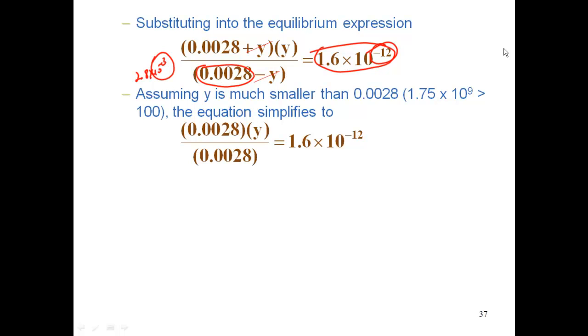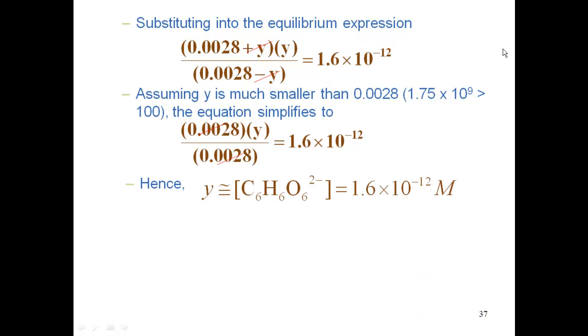Well, mathematically, what do you think is going to happen to the 0.0028? They cancel. Which leaves me Y is equal to 1.6 times 10 to the negative 12 molarity, which gives me my concentration of my adsorbate ion, which is what we're looking for. It also tells me the concentration of my hydronium ion coming from that Ka2. Okay, it's telling me my amount of hydronium ions coming from that Ka2 equation.